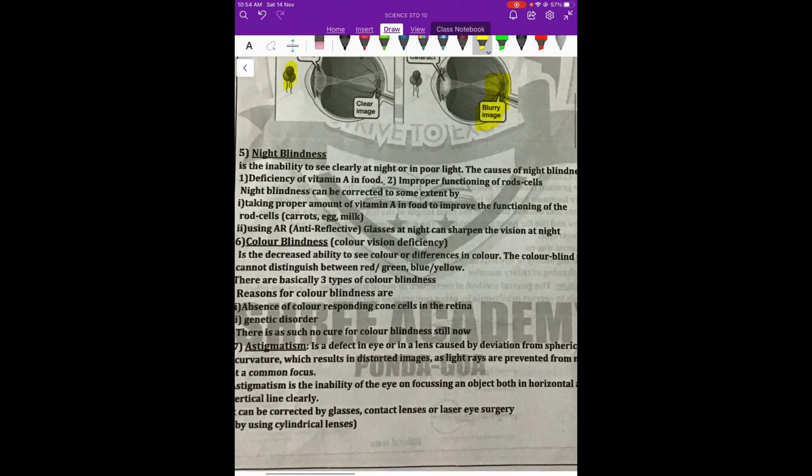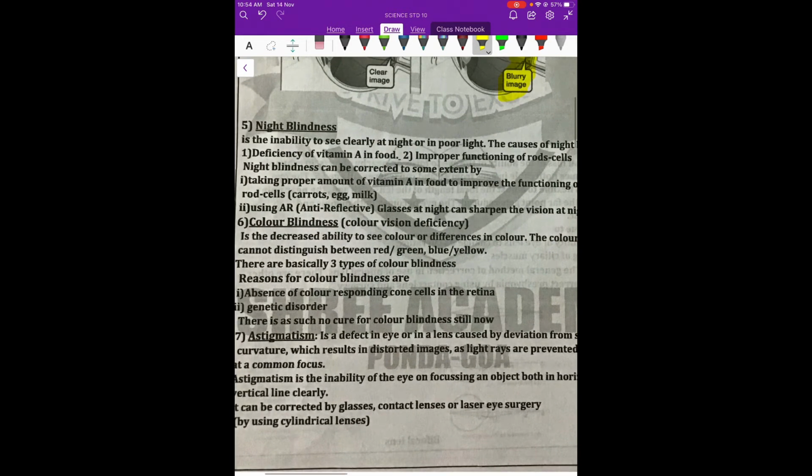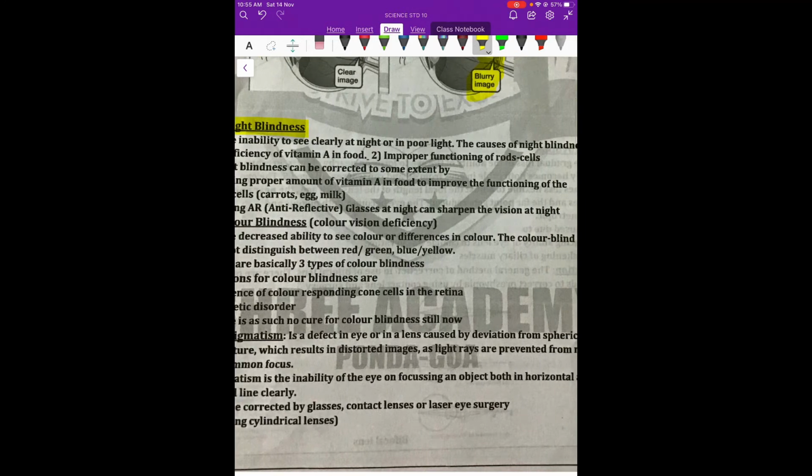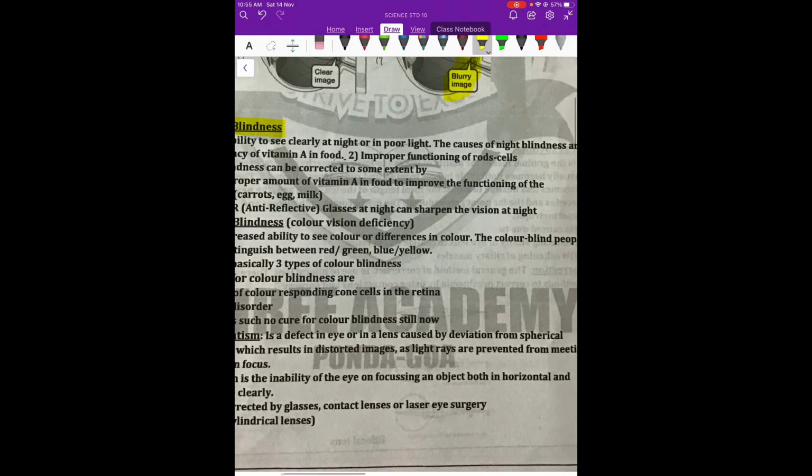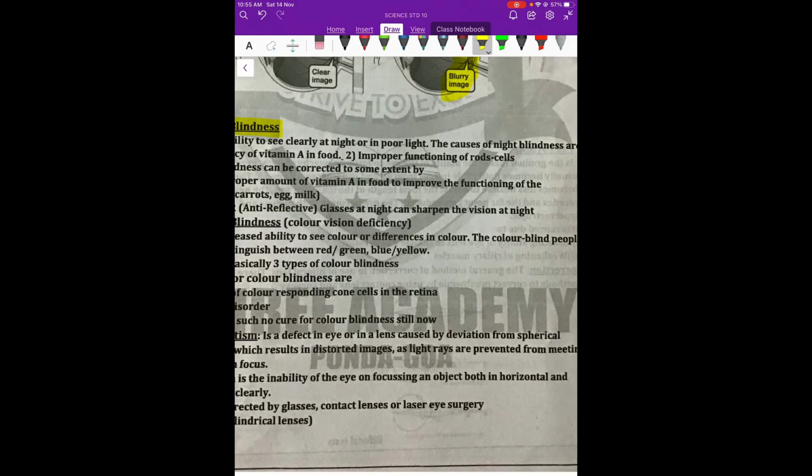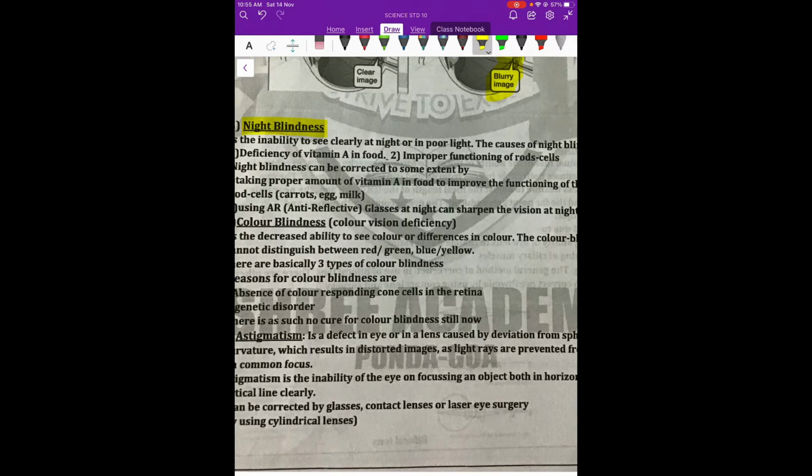The fifth one which we will be seeing is called night blindness. Night blindness is the inability of a person to see clearly at night or in dim or poor light. Now, what are the causes of night blindness? The causes are deficiency of vitamin A in food, since vitamin A is directly related to vision, and improper functioning of the rod cells. When we studied rods and cones, we found that rods are directly related to visibility in dim light.